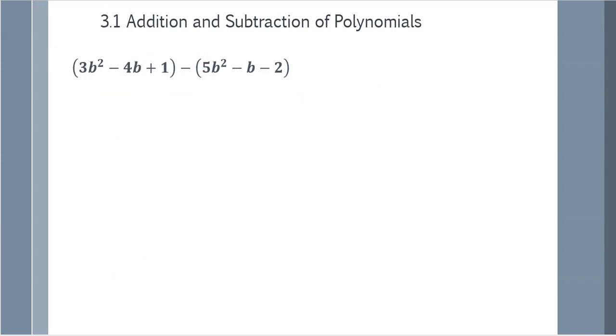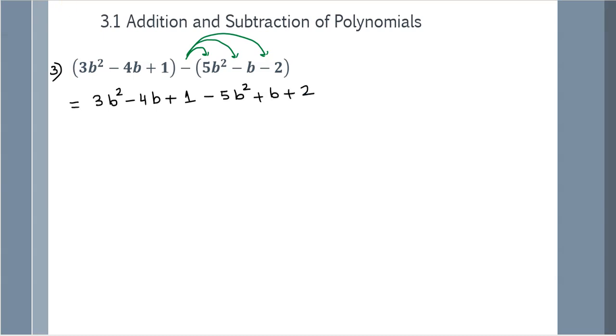Now let's see this example. Third example. Here you have to do the subtraction. When you are doing subtraction, you distribute this minus sign with each of the terms and then work as you were working with the addition. So what happened? The first bracket remains the same, 3b square minus 4b plus 1. When you distribute this minus, it becomes minus 5b square. The positive term, the plus term becomes minus and minus becomes plus. Plus b plus 2.